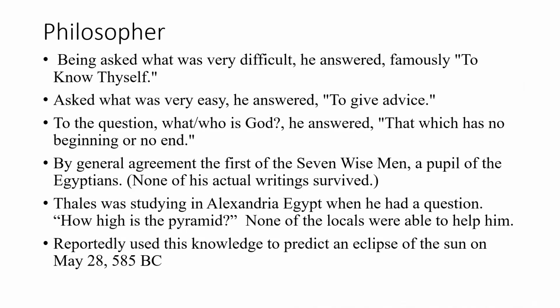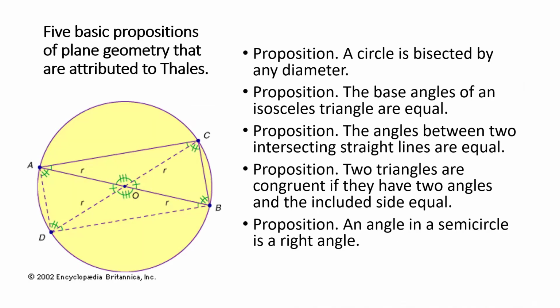The five basic propositions of plane geometry are attributed to him, and they go something like this. A circle is bisected by any diameter. So any diameter will bisect a circle, creating two half circles. The base angles of an isosceles triangle are equal. If you know your geometry, that should feel totally natural. That is a proposition that Thales proved to be true.